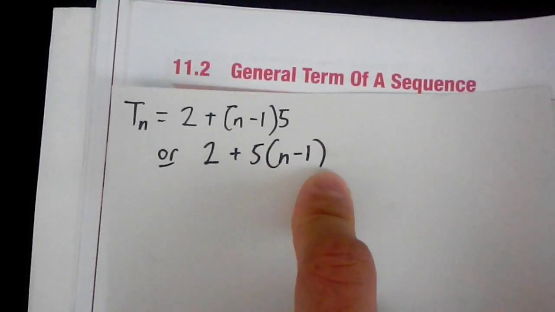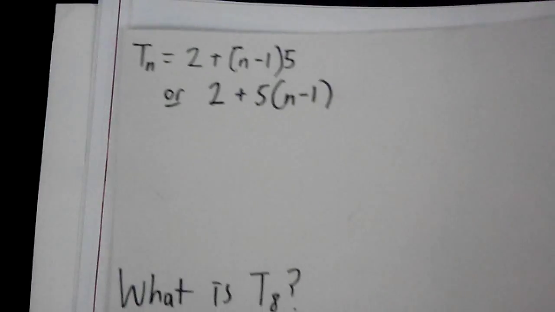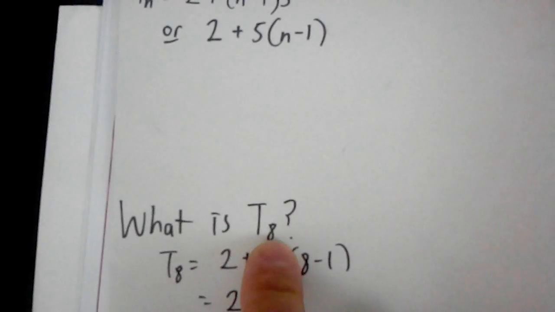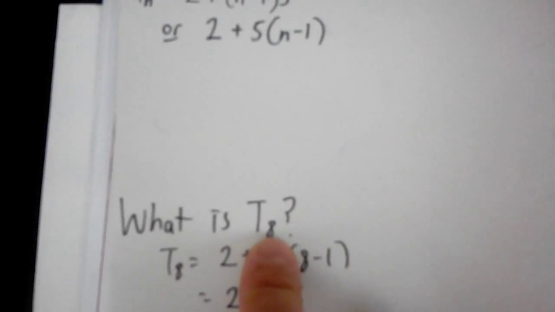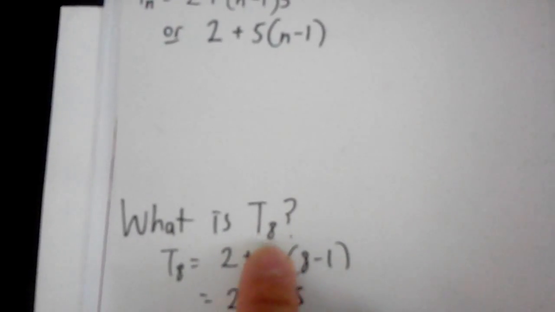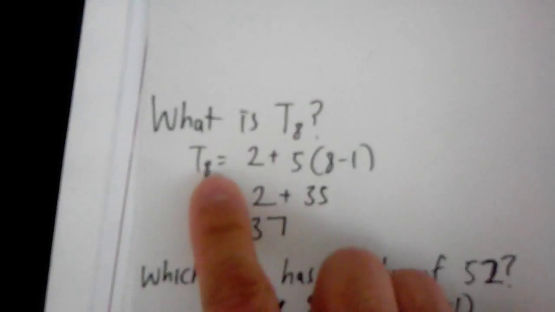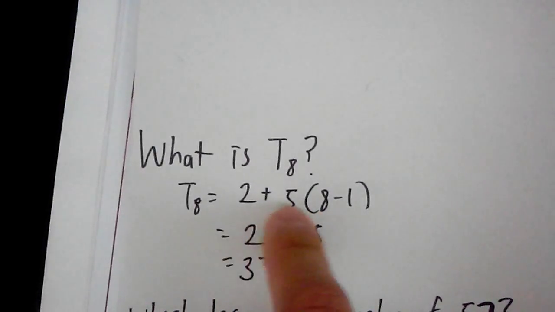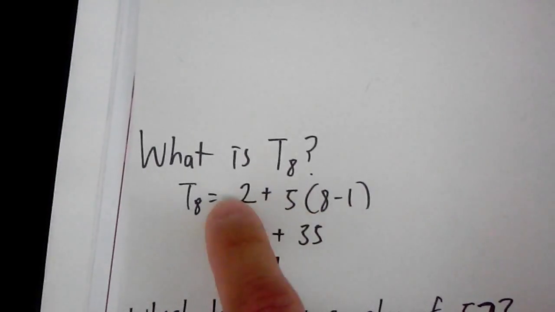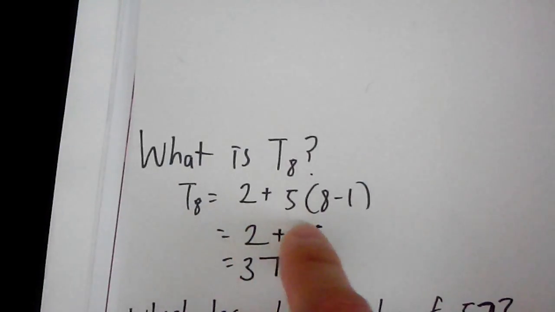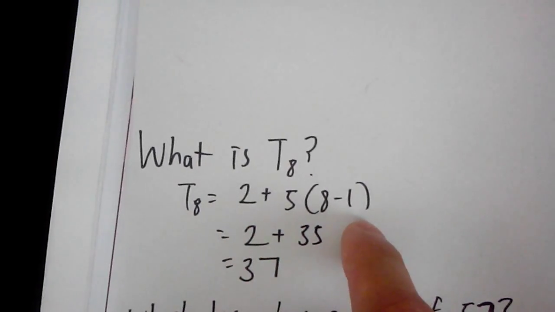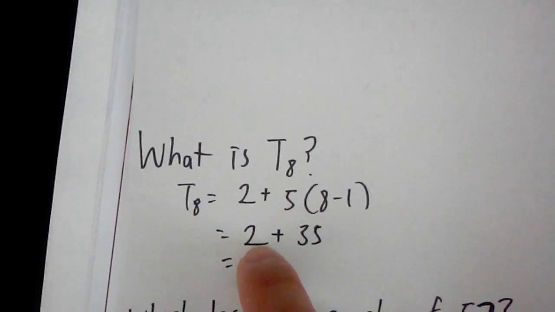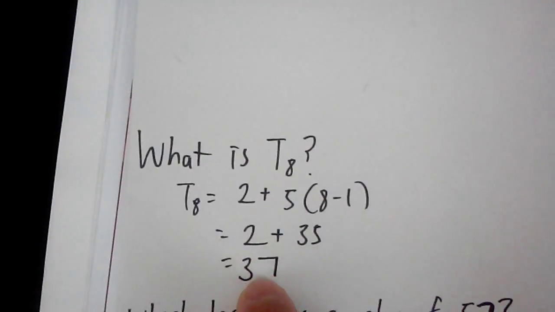Now, with this in mind, we can also answer other questions. Okay? We can find out the value of other terms in the sequence. For example, what is T8? Okay? All we have to do is replace n from the formula with 8. We get T8 equals 2 plus 5 bracket 8 minus 1, which is 7. 2 plus 5 times 7, that gives us 2 plus 35, which gives us 37.